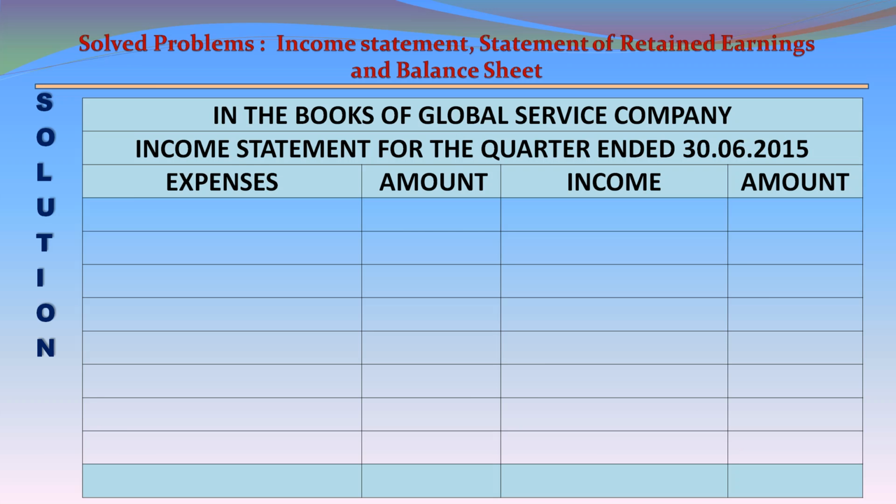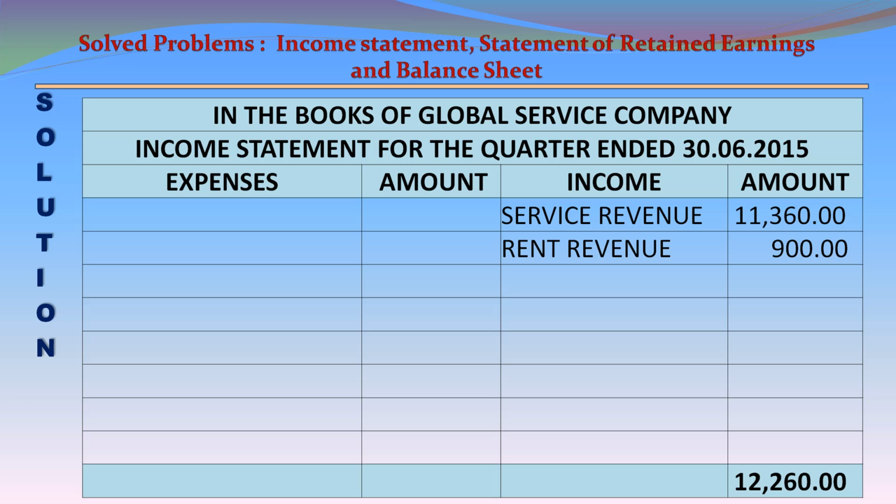Solution. In the books of Global Service Company, income statement for the quarter ended 30th June 2015. Expenses amount, income amount. On the income side, service revenue 11,360. On the income side, rent revenue 900. Total income 12,260. On the expense side, supplies 160.